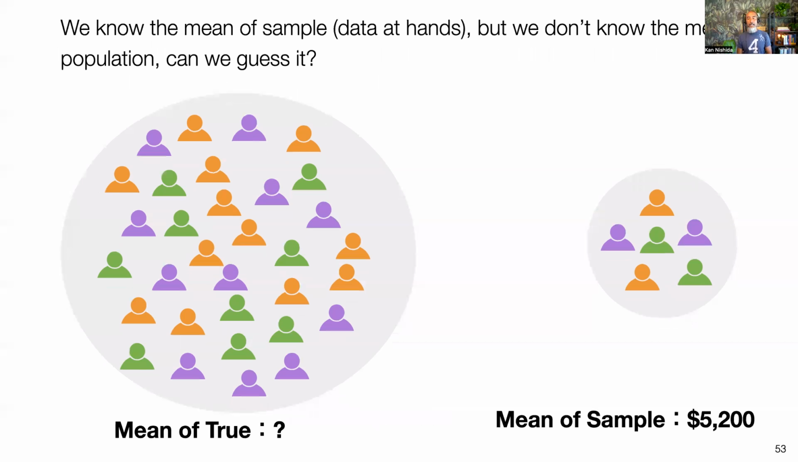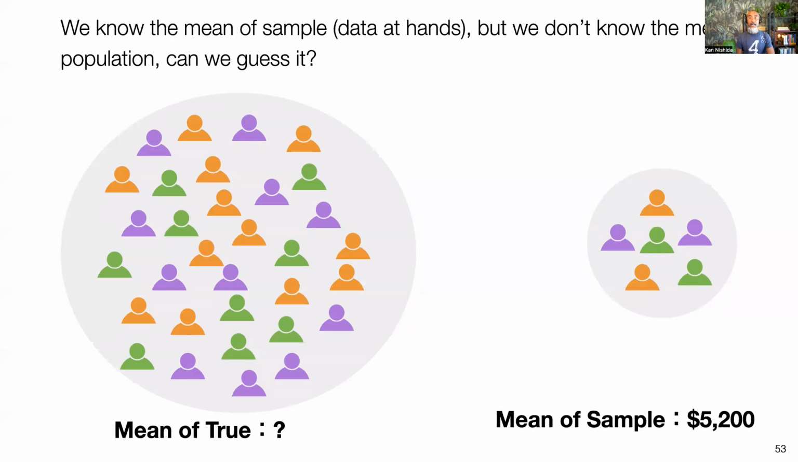So in most cases, you have the sample data and the mean, right? Let's say, hey, this group, I have the data here, and the average salary, or mean salary, is $5,200. But you don't know the true mean, which is the mean of the population, because you don't have the population data. That's somewhere else. All possible data, you don't know. Only God knows, or something like that.